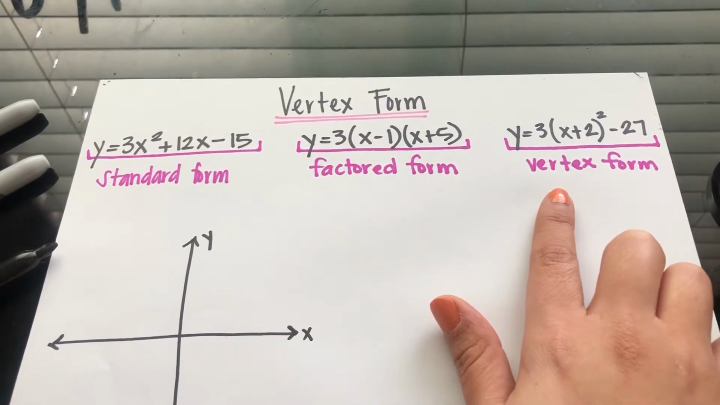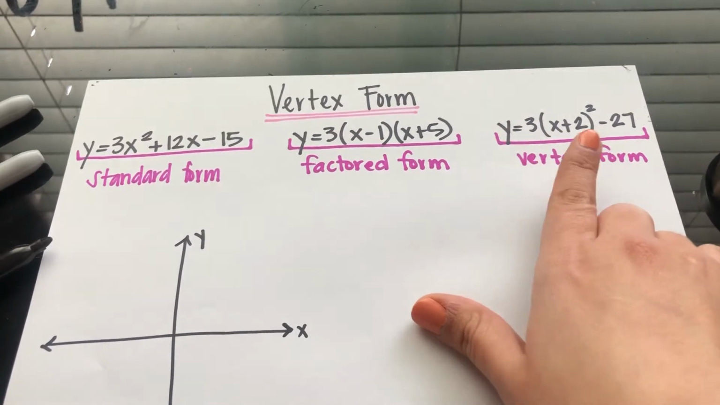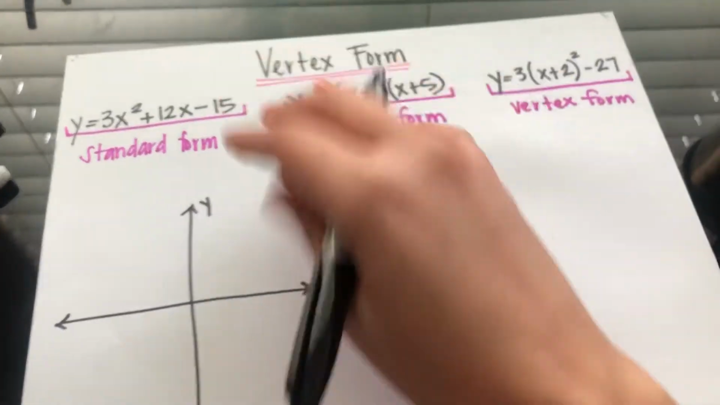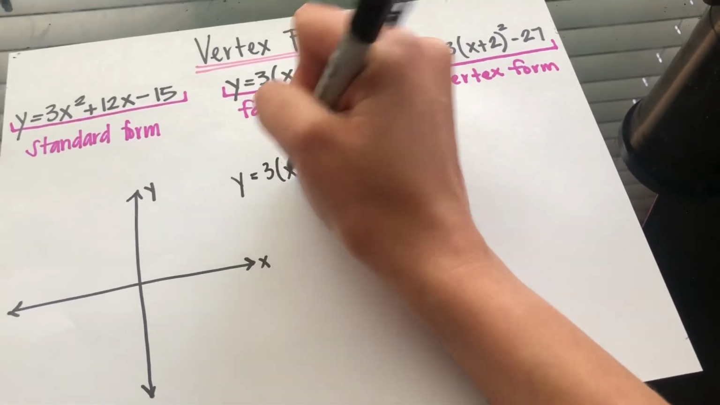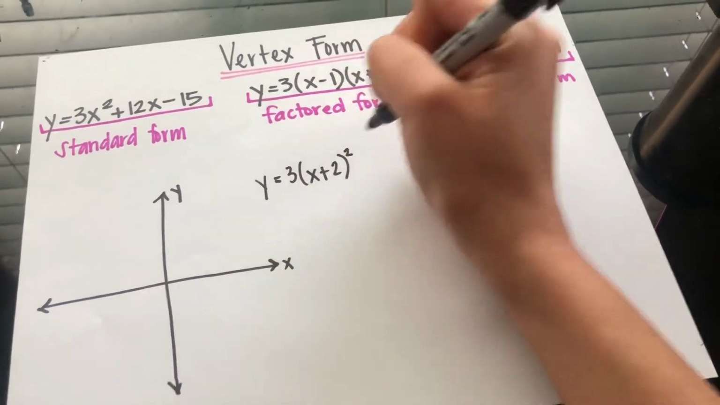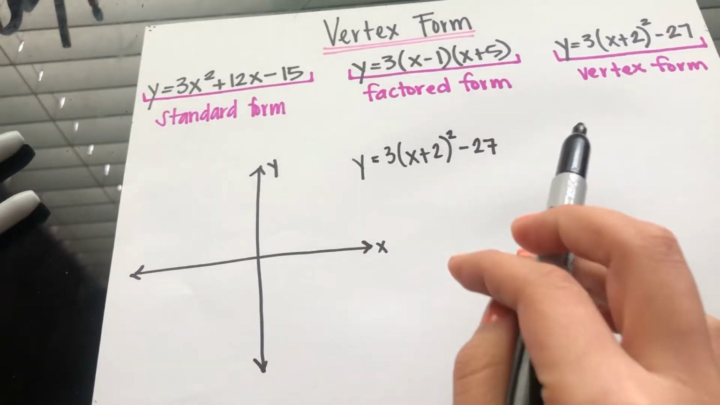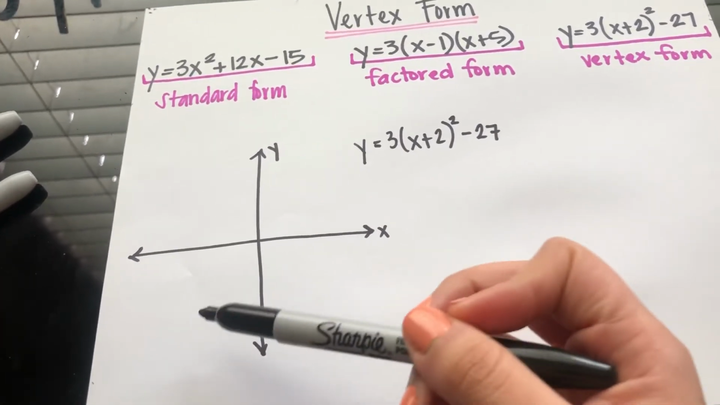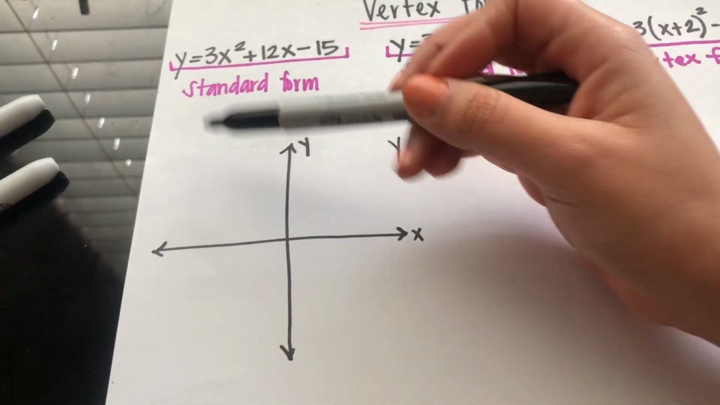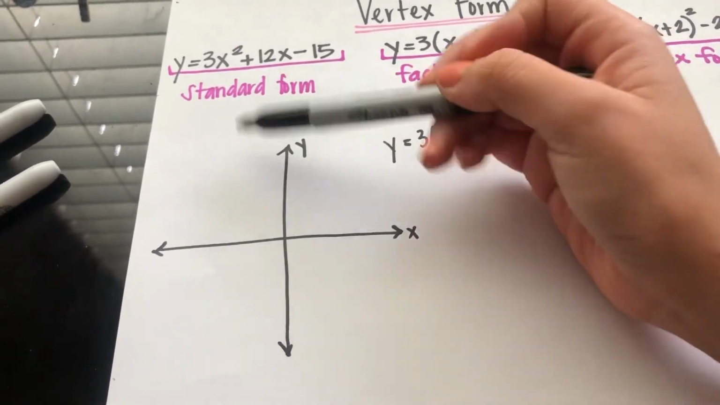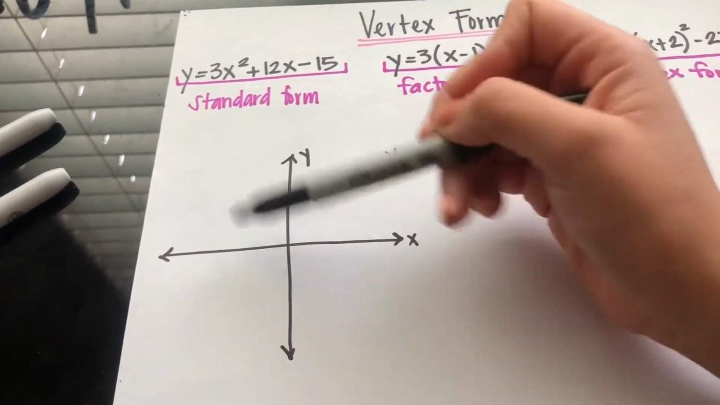And vertex form is peculiar because the vertex can be seen in the equation. So let me rewrite the equation over here. y equals 3(x plus 2) squared minus 27. Okay. So if we remember what vertex means, remember, it's either the lowest point in the parabola or the highest point in the parabola. And the vertex is where the parabola starts to repeat in a way, or if I were to place a mirror, that's where you would see the same thing on both sides.